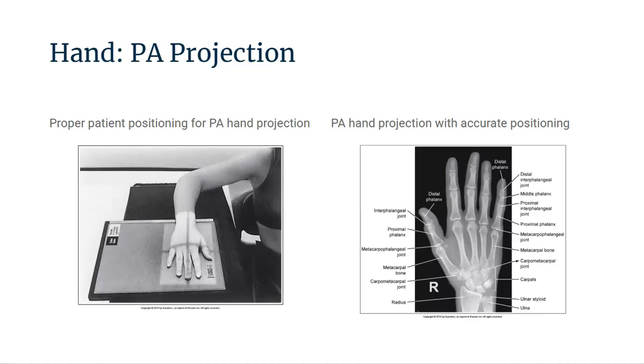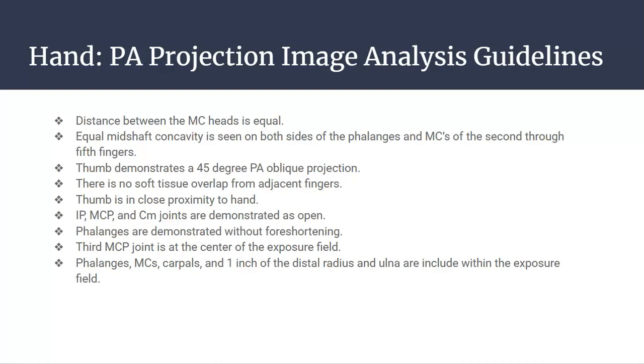The IP, the MCP, and the carpometacarpal joints are demonstrated as open. The phalanges are demonstrated without foreshortening. The 3rd metacarpal joint is at the center of the exposure field, and the phalanges, metacarpals, carpals, and 1 inch of the distal radius and ulna should all be included within the exposure field. Here are those image analysis guidelines for your review.